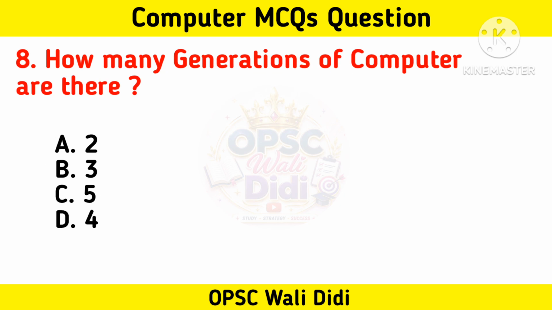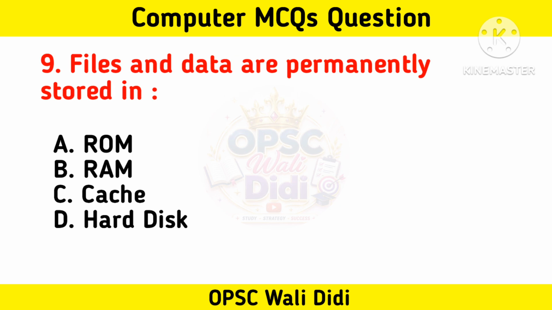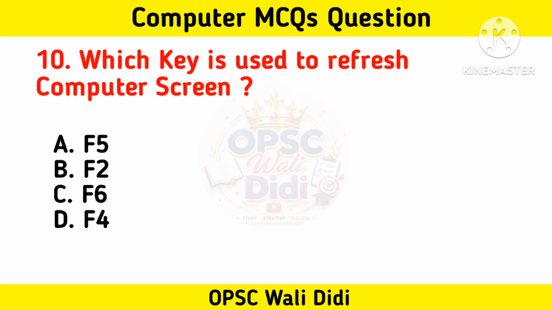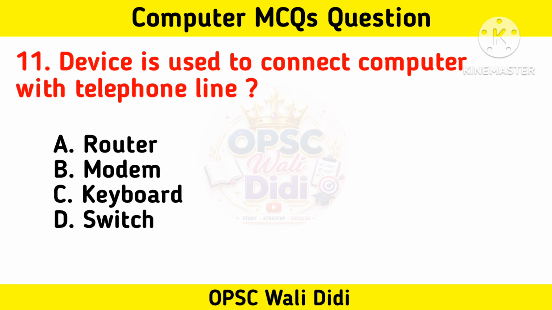How many generations of computer are there? The correct answer is 5. Files and data are permanently stored in. The correct answer is hard disk. Which key is used to refresh computer screen? The correct answer is F5. Device is used to connect computer with telephone line. The correct answer is modem.